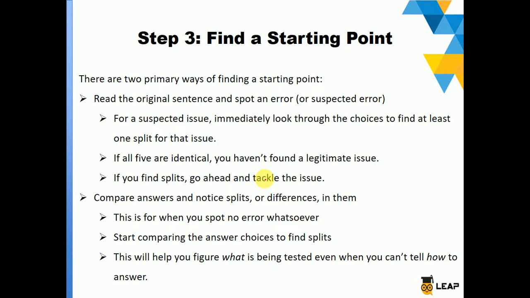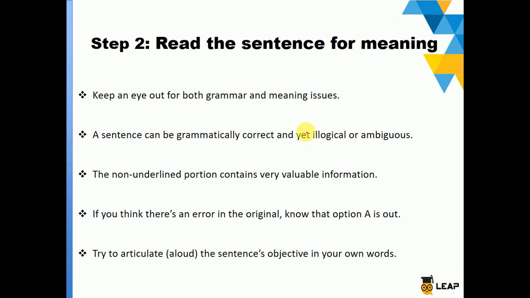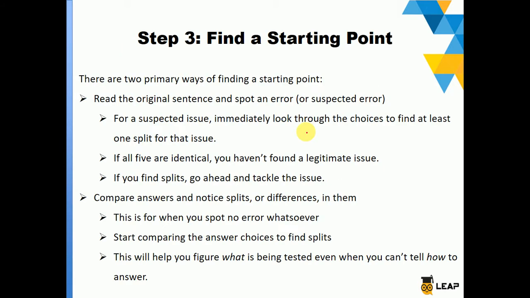Now this step is about finding a starting point. There are two primary ways of finding a starting point. What are those two ways? The first way is you read the original sentence and spot an error, or at least a suspected error. Well, that's what I did, right? I just spotted that there's something wrong here when they say there. So for a suspected issue, immediately look through the choices to find at least one split for that issue. So now is where you get into the answer choices.